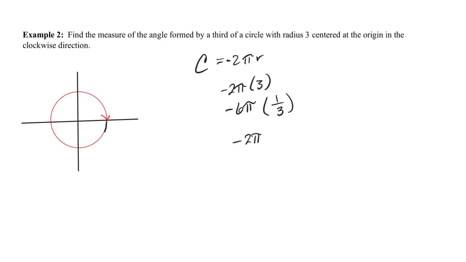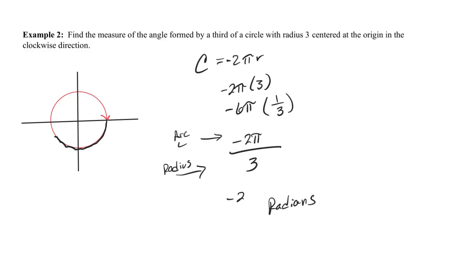So that's like me going right about here, right? Maybe a little bit further. So that's about a third of the circle. So this is arc length, and we're going to divide it by the radius. And when I do that, we get a radian measure for our angle. And there's not much we can do with this. It's just negative 2 pi over 3 radians.